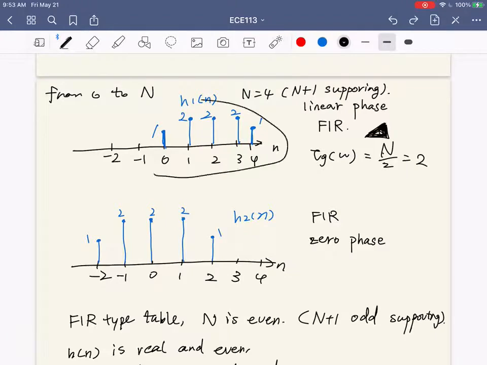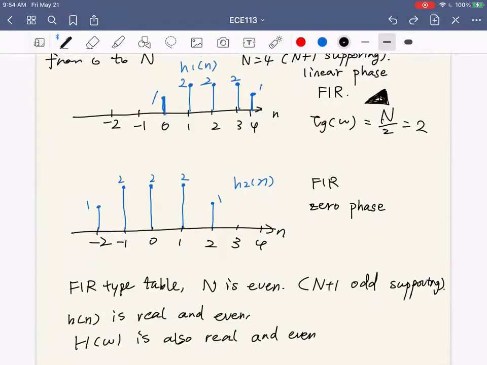You see that it is symmetric by 2, but we still say it is symmetric, right? But we can't say it is even because it is not. It does not match the definition of h of n equals h of minus n, right? It does not stand. So we can't say the big H is even.